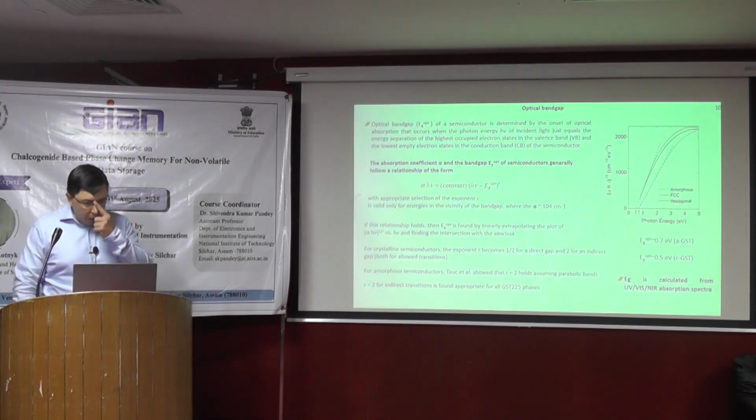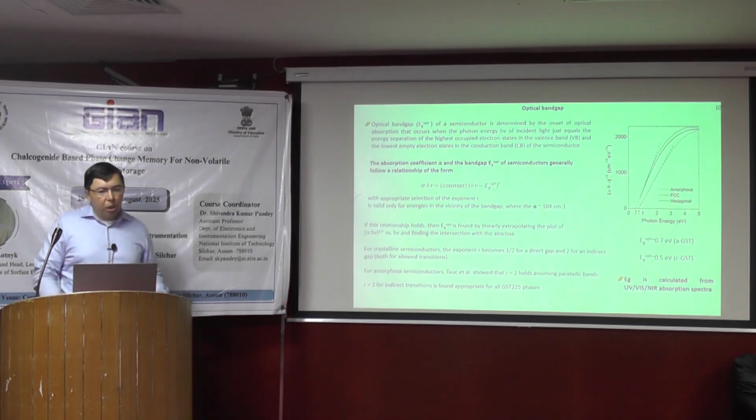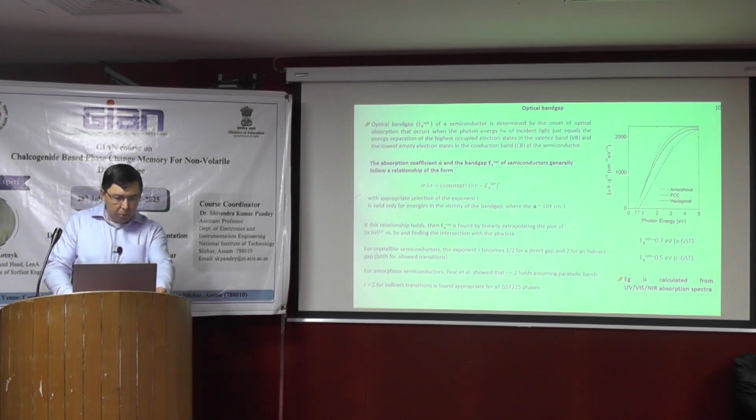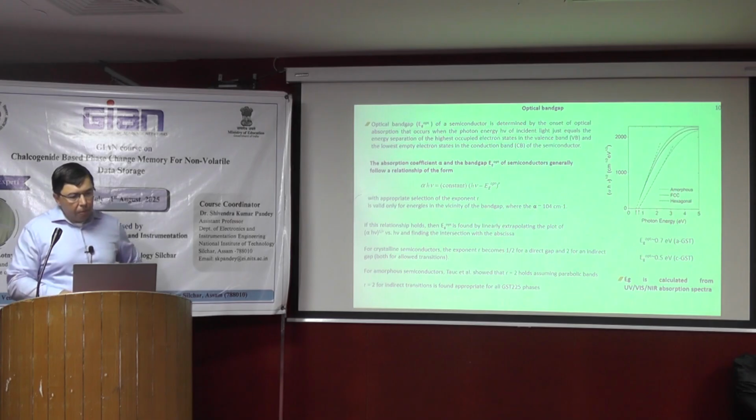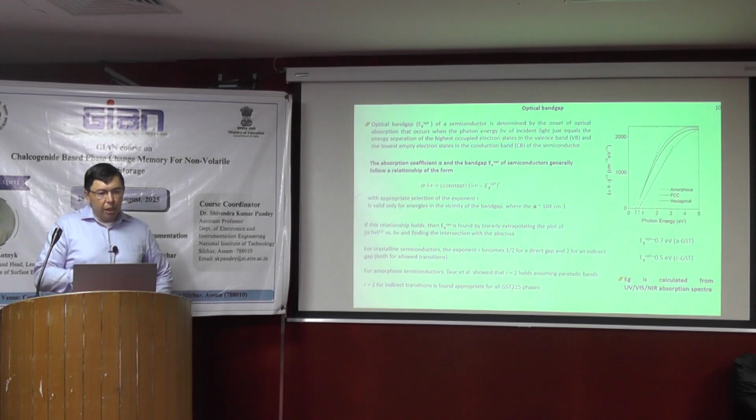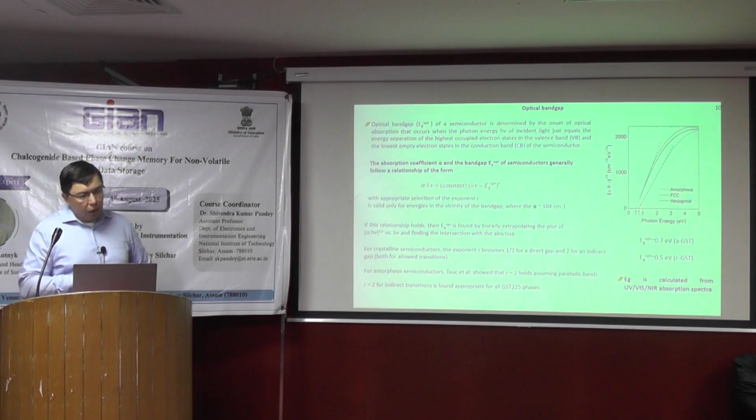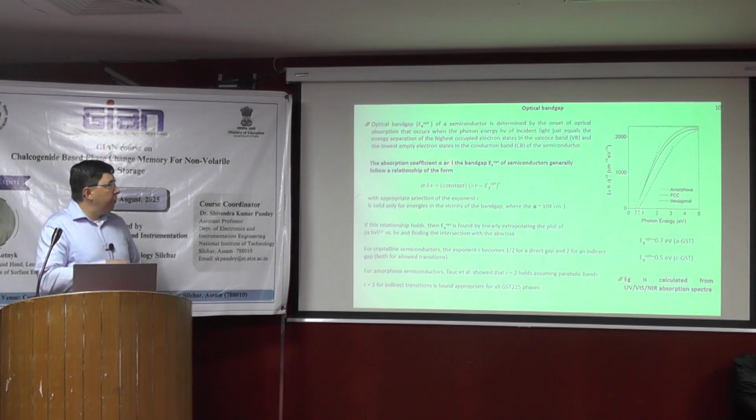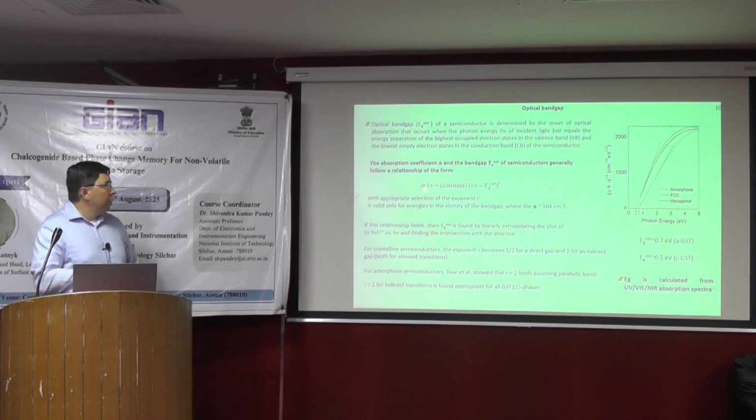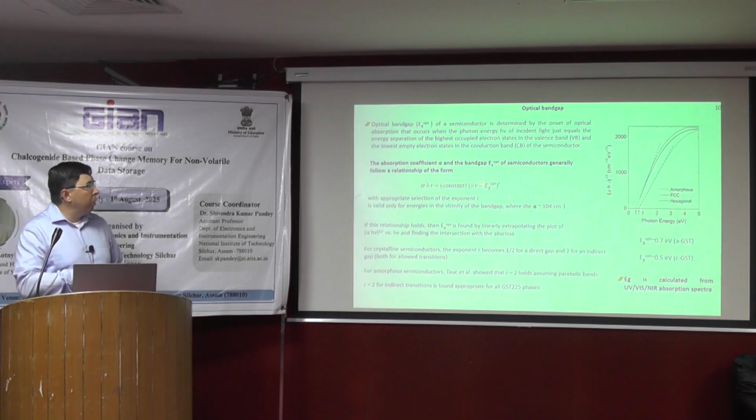So now to the optical band gap. The optical band gap of semiconductors is determined by the onset of optical absorption that occurs when the photon energy h nu of the exciting light just equals the energy separation of the highest occupied electron states in the valence band and the lowest empty electron states in the conduction band of the semiconductor. So the absorption coefficient alpha and the band gap of semiconductors generally follow this relation: alpha h nu equals a constant times (h nu minus Eg) to the power R.